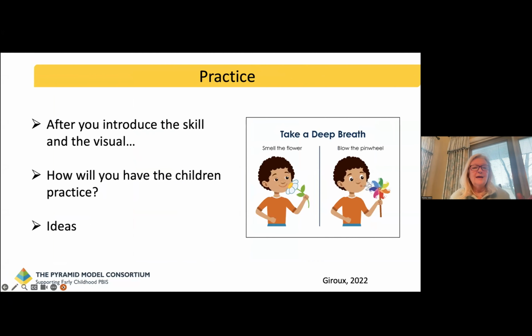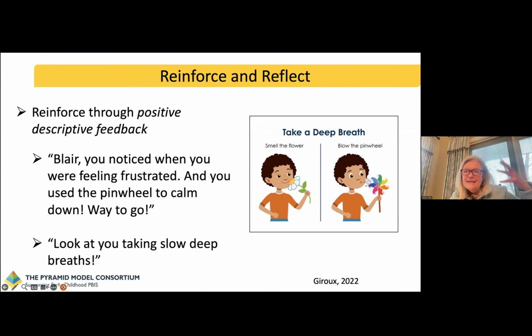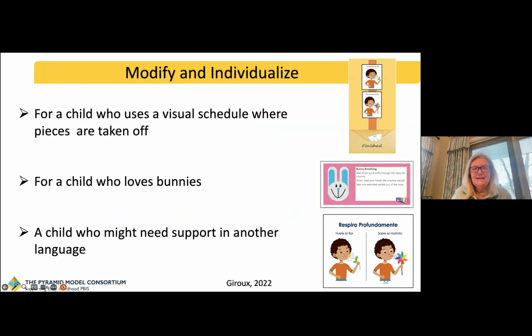So after you introduce it, how are you going to let them practice it to engage them and get them into this idea of doing it? Then as we see them using it, really provide that positive descriptive feedback with their name, the skill of what they're actually doing, and then really just acknowledge that. Like, Blair, you noticed when you were feeling frustrated and used the pinwheel to calm down. Way to go. So we're guiding them and directing them as they're trying out these skills.